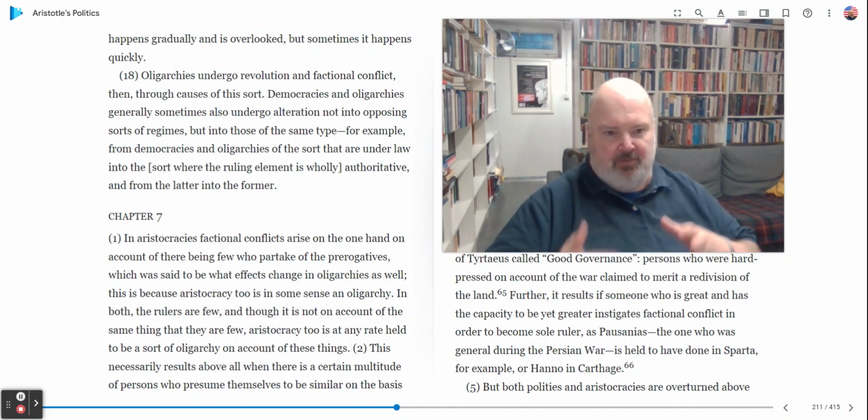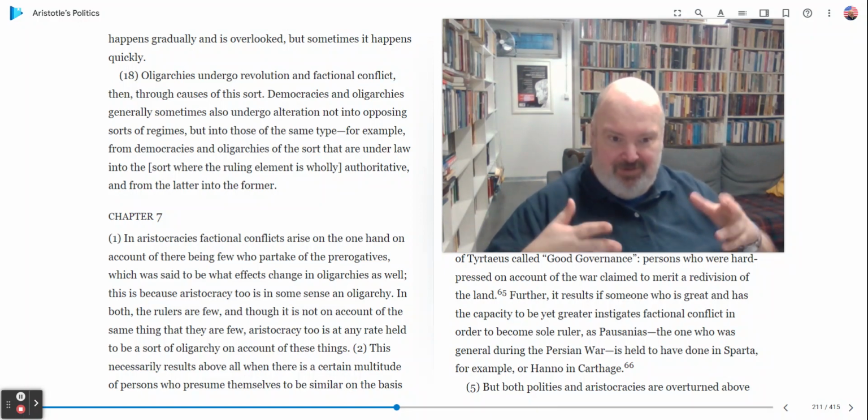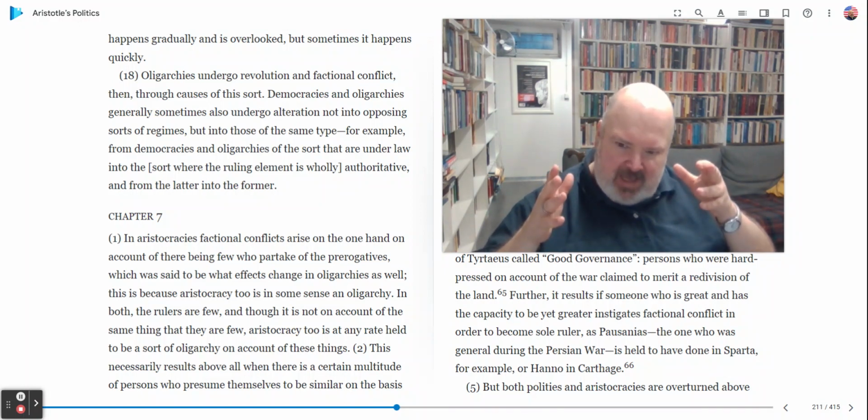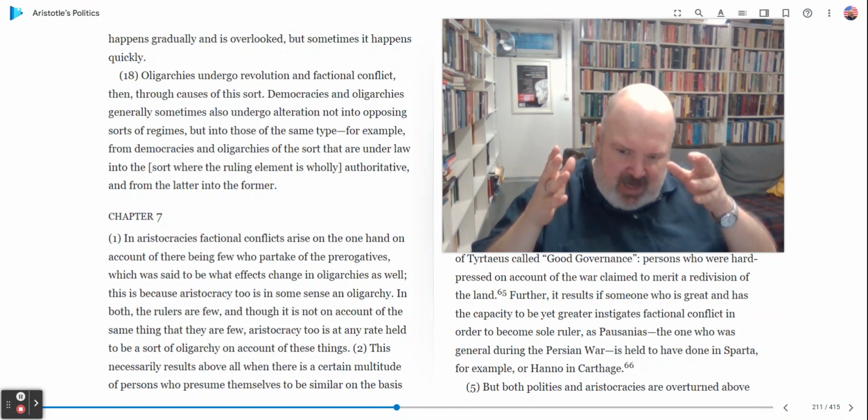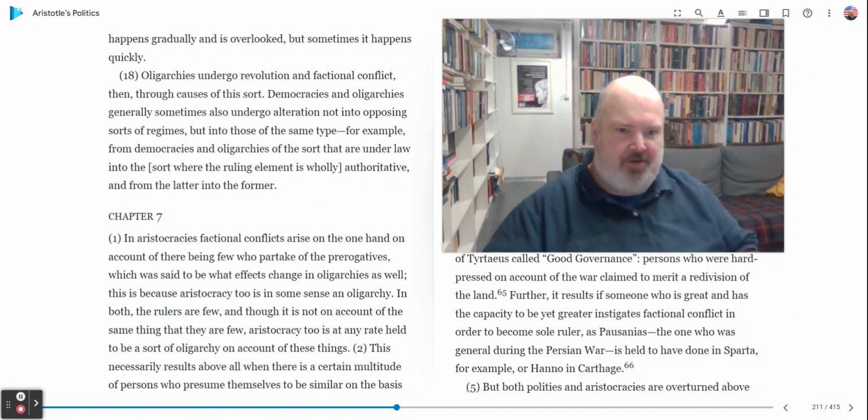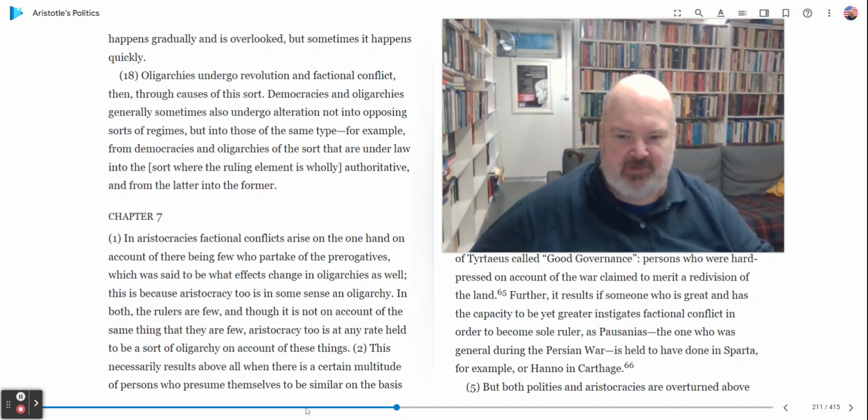Right? Politeia is a popular rule; it's many, not few, whereas aristocracy is few. And again, he says that there is conflict here because they're few. And therefore they get the same problem that oligarchy has; so-called aristocracy will have it as well, on account of these things.